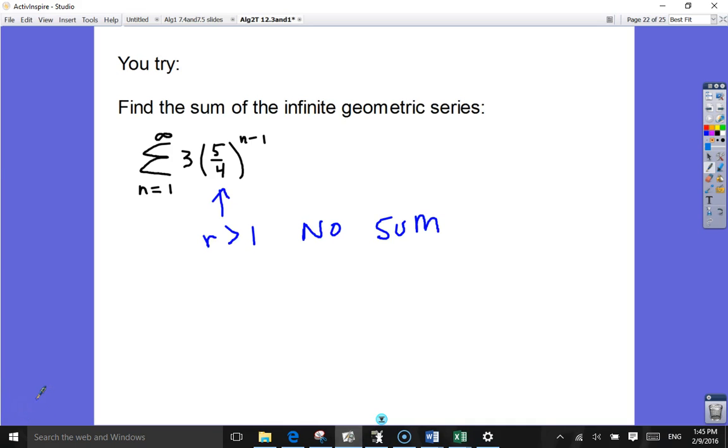Nate? No solution, no sum. R is greater than 1. If the R is greater than 1, you stop and just say no solution. Sometimes you get problems like that. If it's in summation notation, that's what it'll look like: whatever's being raised to the power is bigger than 1. If it's written out in a series, you see the terms are getting bigger. So you just stop and say there's no sum.